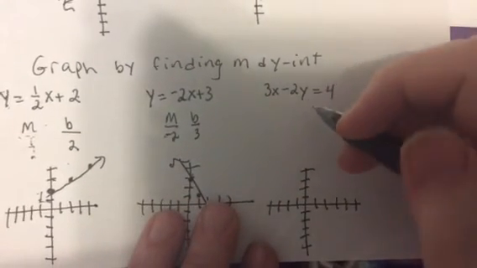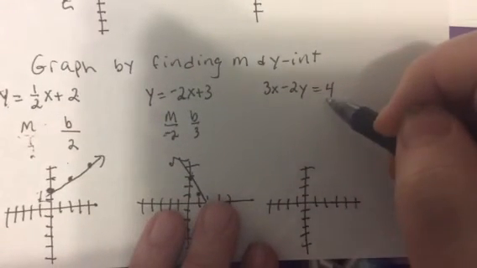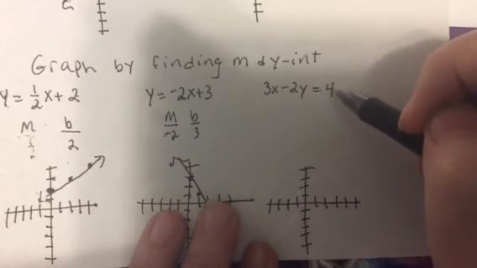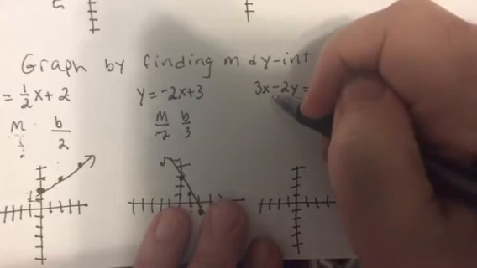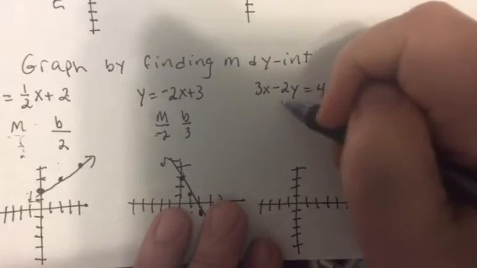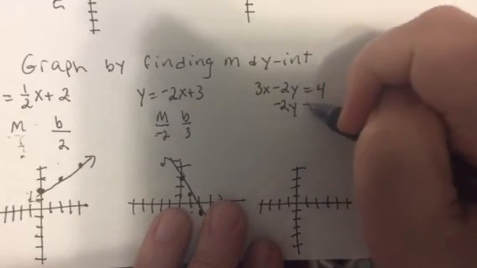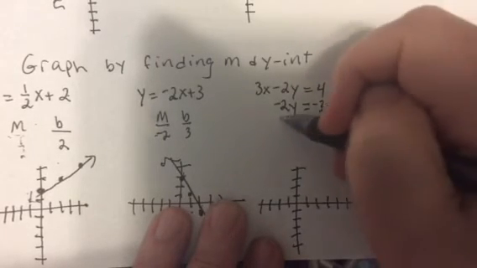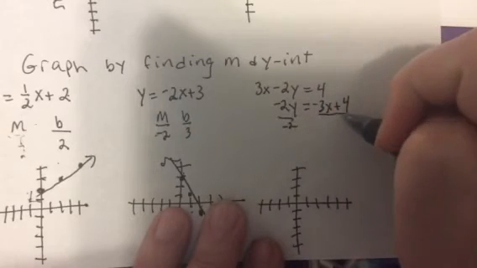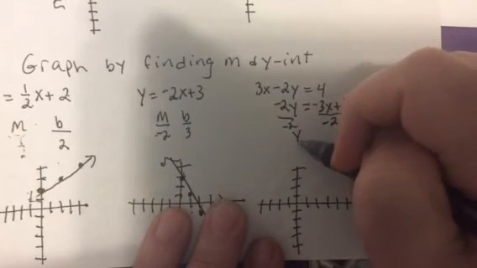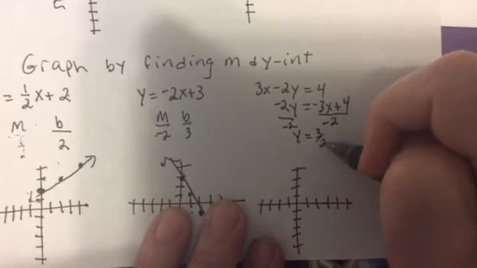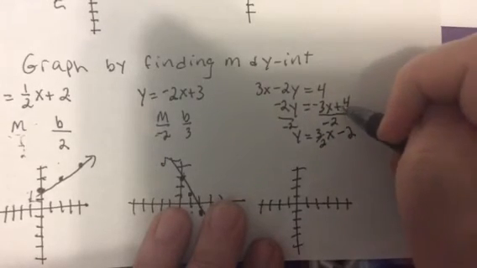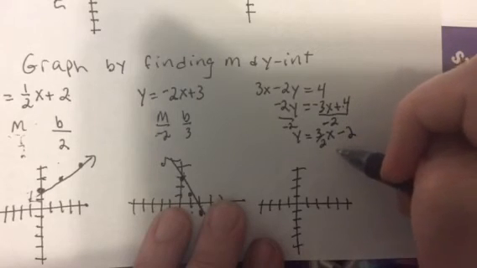So here, you could find two ordered pairs, find the slope, and then put 0 in for x to find the y-intercept. Or solve it for y. So I'm going to subtract 3x from both sides to get the y term by itself. Now divide by negative 2. So y equals 3/2, because two negatives make a positive, x minus 2. 4 divided by negative 2 is minus 2.